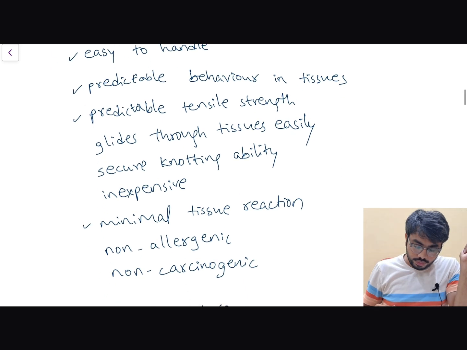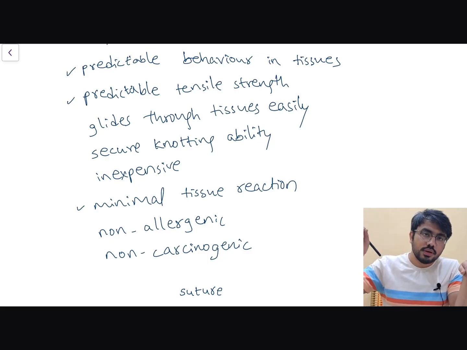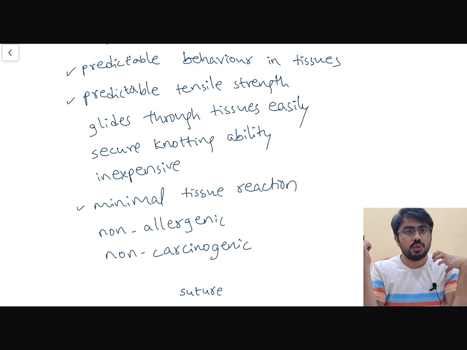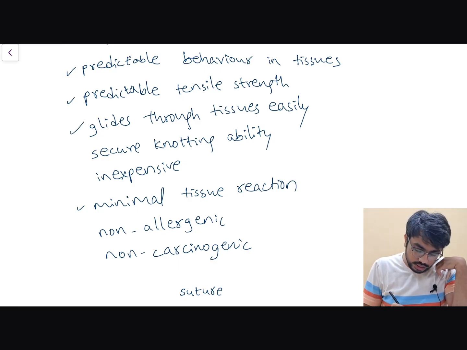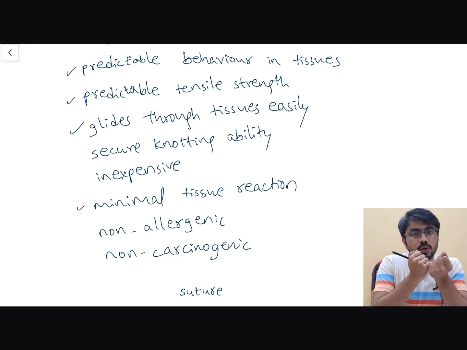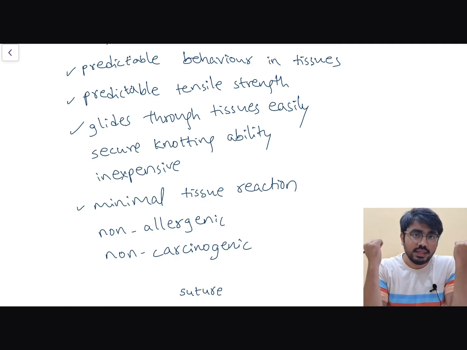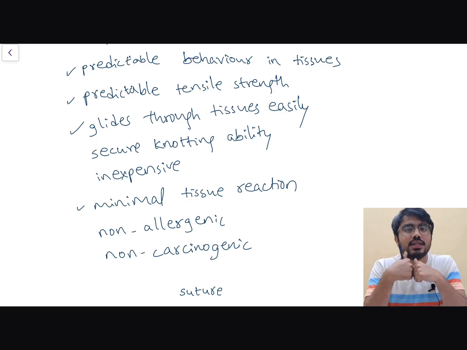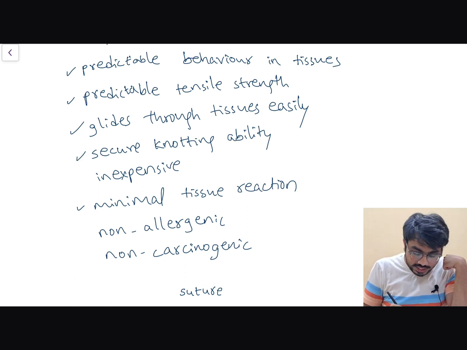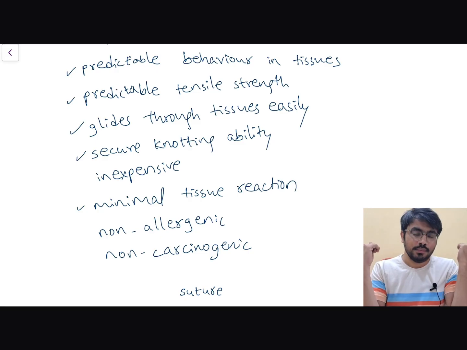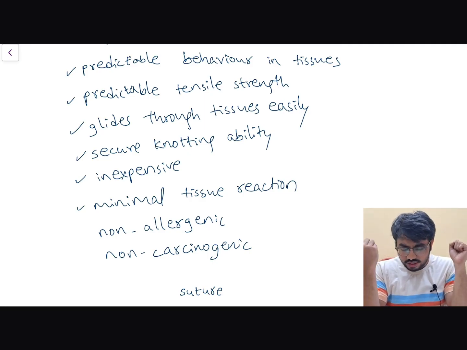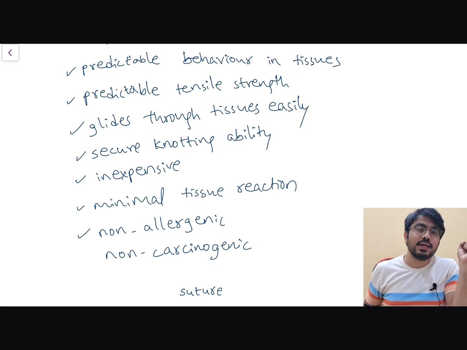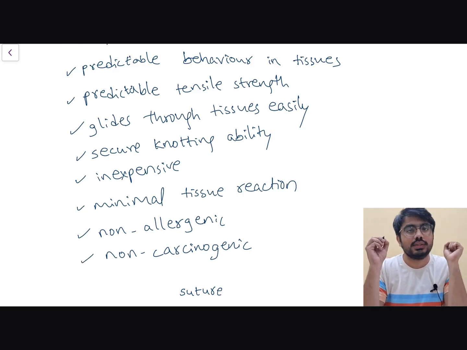Now, the suture should be easily able to glide through the tissues, and I should be able to suture that easily. If there is a suture material where the suture is strong enough, but I cannot make a knot easily, then what is the use? There is no use. That is why secure knotting ability should be there. And the suture should be inexpensive. The last two points you can study: it should not cause any allergy and it should not cause any cancer.